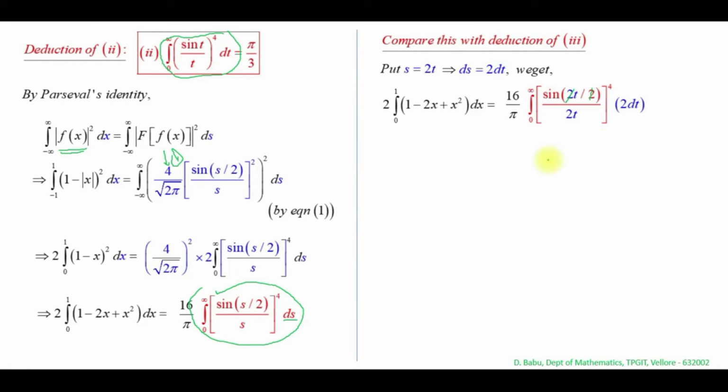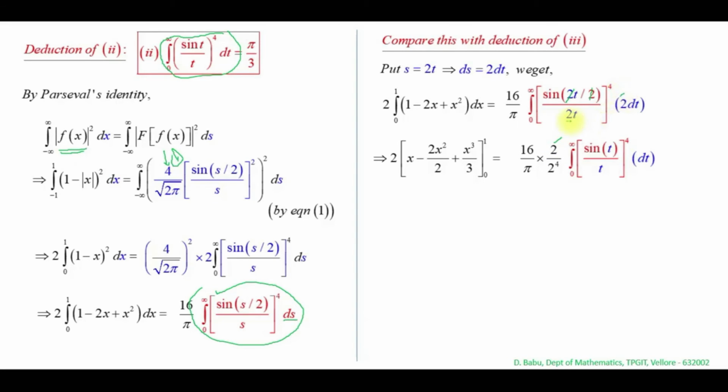So this implies 2 times. Now integrate this one. The integration of 1 is x. Integration of x is x square by 2. Integration of x square is x cube by 3. Apply the limit 0 to 1, which is equal to 16 by 5. So here 2 is a constant, so we take it outside.